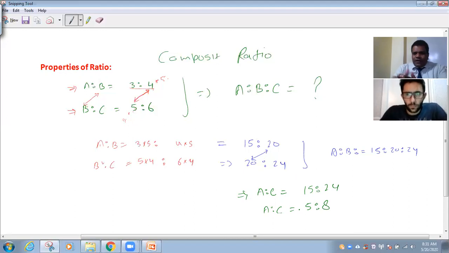So I'm very confident that it is very clear to you: ratios and their properties, composite ratio, and properties of ratio, etc. Good.